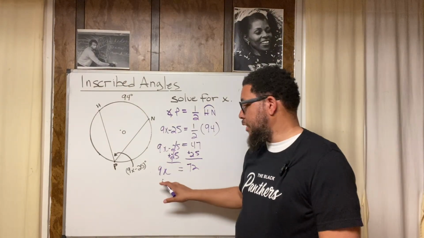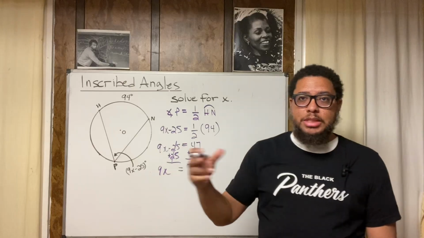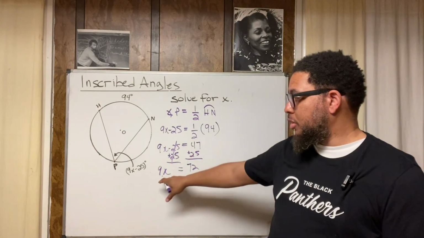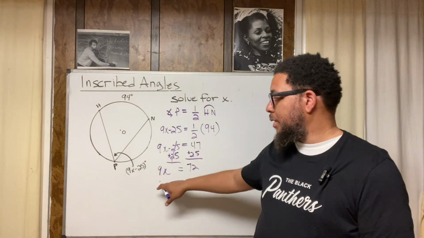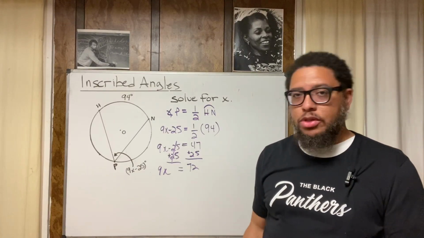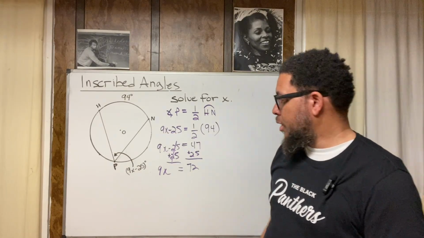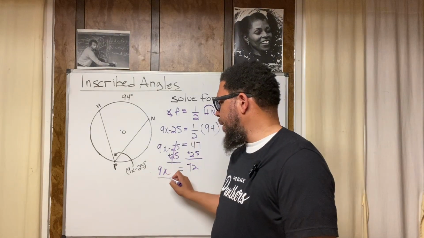I do the opposite operation. 9x means 9 times x. So that 9 is involved in multiplication. What's the opposite of multiplying? You got to know that. It's division, dividing. So in order to get rid of the 9, we're going to divide by 9.